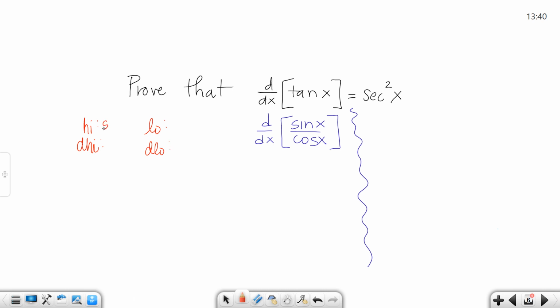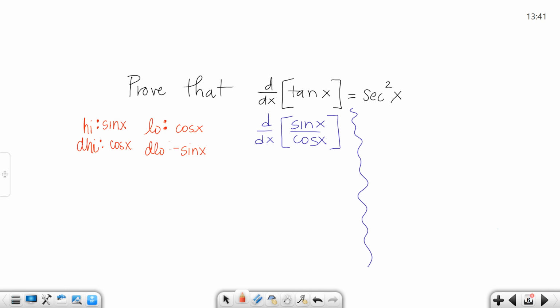So my high function is sine of x, and my low function is cosine of x. Well, I know that the derivative of sine is cosine, and I know that the derivative of cosine is negative sine.